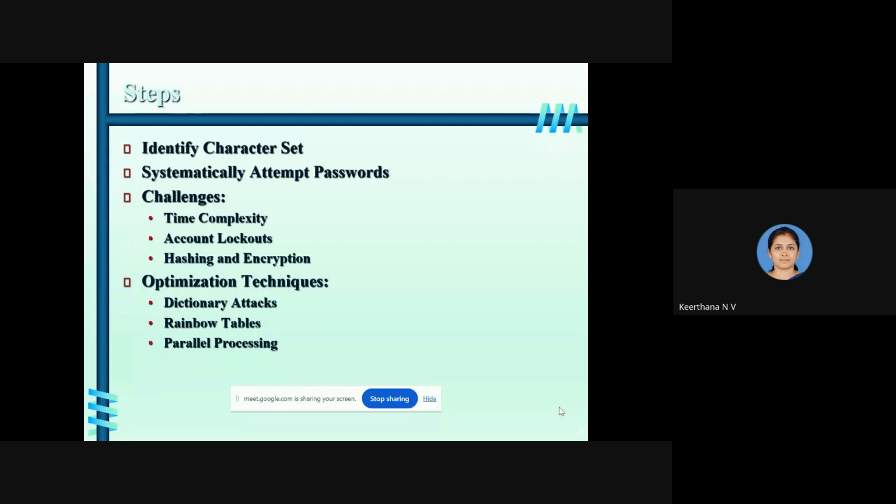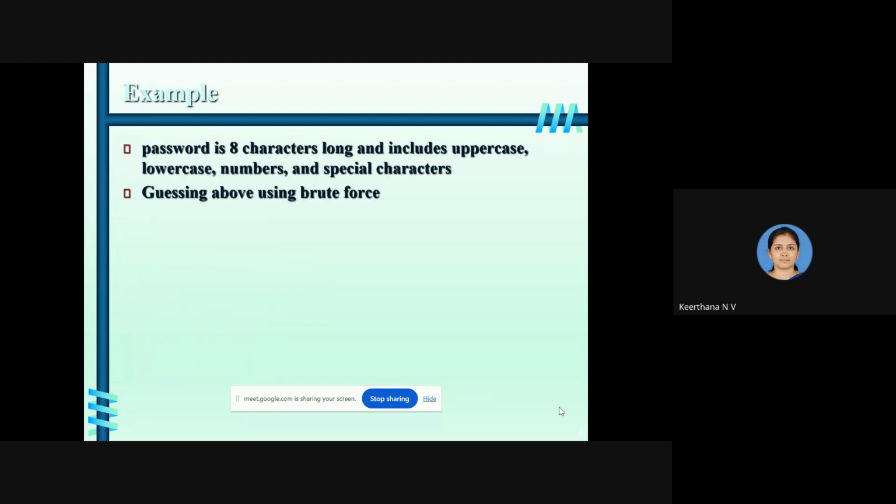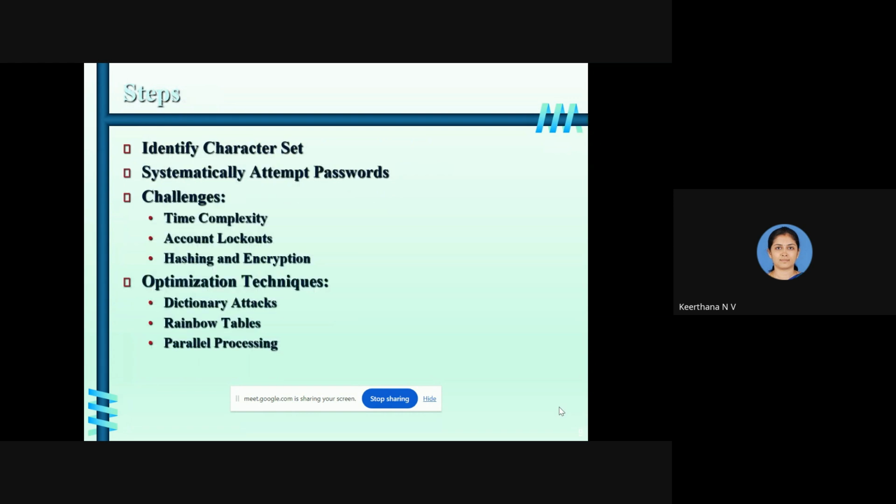The next thing is optimization techniques. What are the techniques involved here? The first is dictionary attacks, the second is rainbow tables, and the third one is parallel processing. So the first one is dictionary attacks.